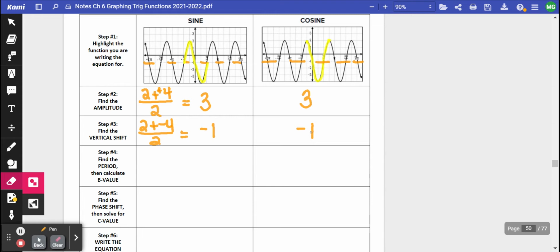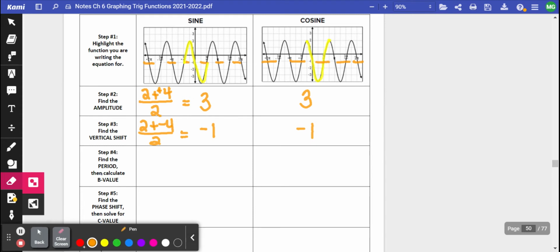Okay, so let's take a look here. Now we have to figure out the period and calculate the b value. So if we look at sine, we can see that it starts here at -pi/2 and it ends here at pi/2. So what we will do is take pi/2, the right endpoint, minus the left endpoint. So right minus left. Add those two together, we get a period of pi.